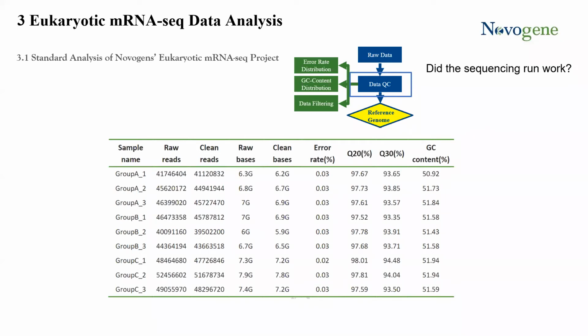Here's a summarized table that our clients get with the information of our data quality control. You can see the name of the sample, the number of raw reads, followed by the number of clean reads, the number of raw bases sequenced, and the number of clean bases sequenced. Next, you have the error rate, the Q20, Q30, and GC content.